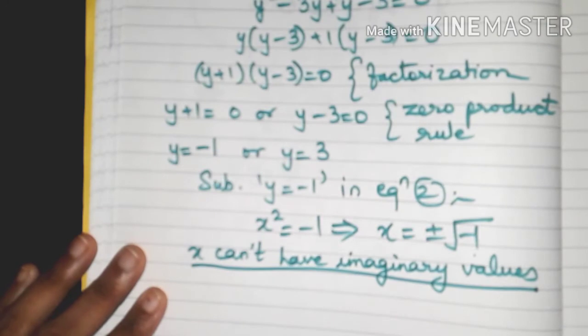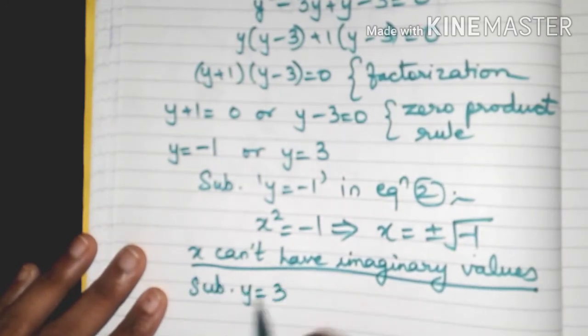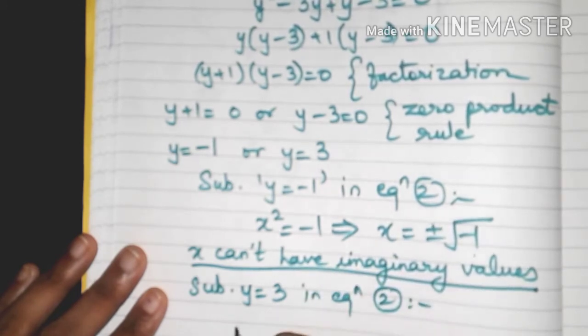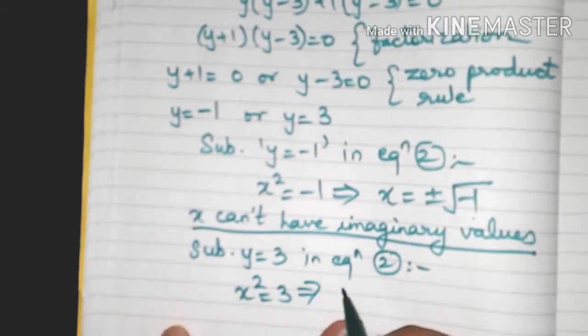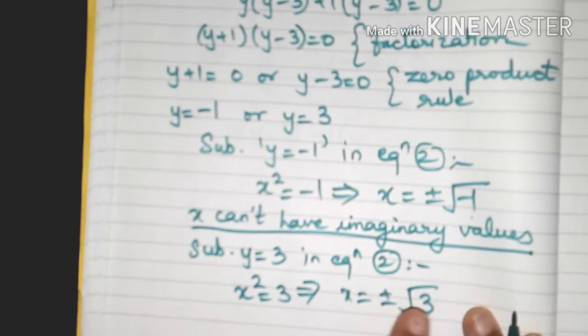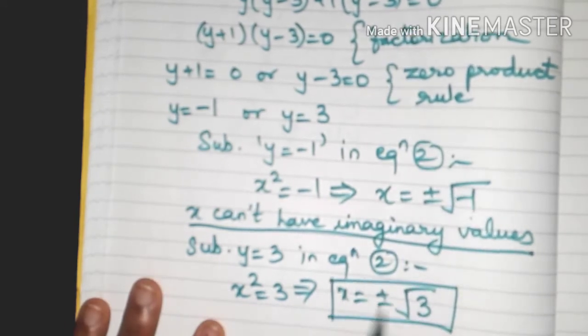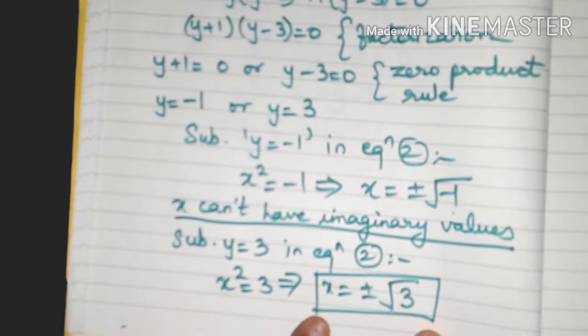Now we go to another value of y, which is y equal to 3. So we substitute y equal to 3 again in equation 2. So what will we get? x square equal to 3, which means x is plus or minus root of 3. Now this is a real value, is it not? Root 3 is a real value. So I am left with only two values of x. So this is the final answer, friends. x is equal to plus or minus root 3.